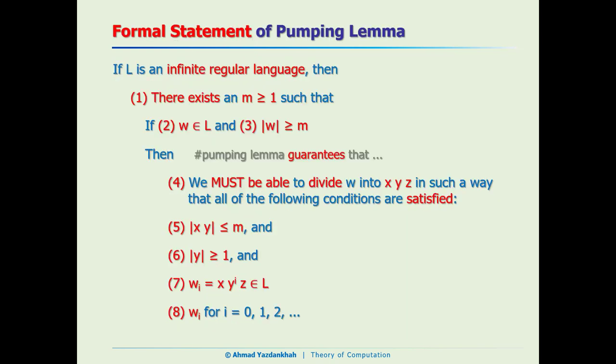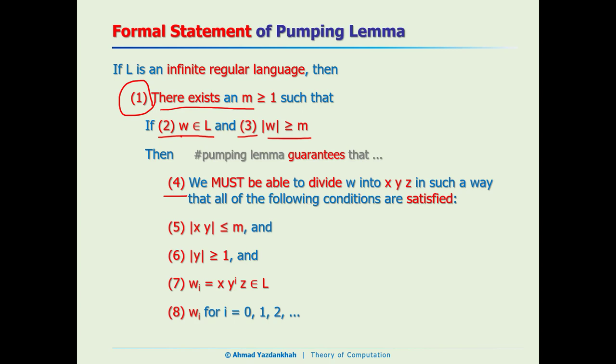Okay, here is the pumping lemma statement, but I put some step numbers here. First of all, there exists an M. We need to pick one M. And this is step number 2: pick a W from this language. Step number 3: check that its size is greater than or equal to M.